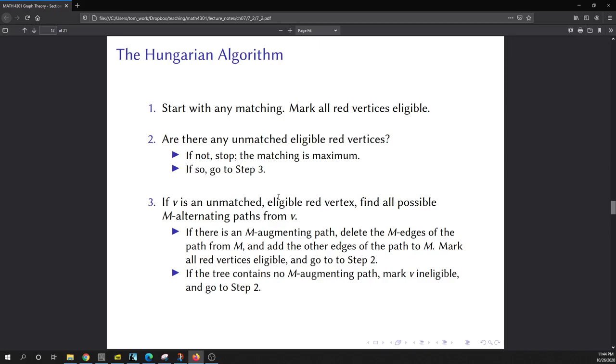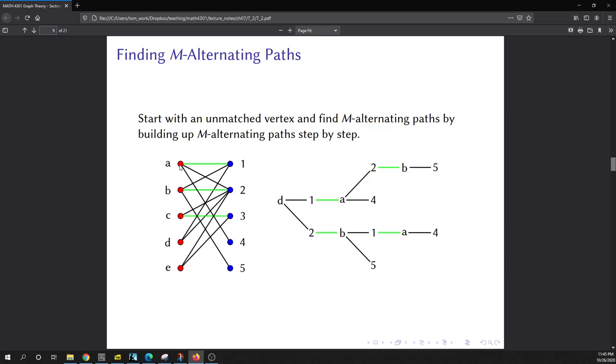Okay, so that brings us to the Hungarian algorithm. In the Hungarian algorithm, remember, this is going to give us a maximum matching. And so start with any matching. Normally what I do is just like I did here. A could go to 1, B could go to 2, C could go to 3, and D, I couldn't add an edge in there, and I couldn't add an edge in here. So just try and get one. And we've already seen that this is not the best. It doesn't matter. Just try and throw in as many edges as you can. You don't have to worry about it.